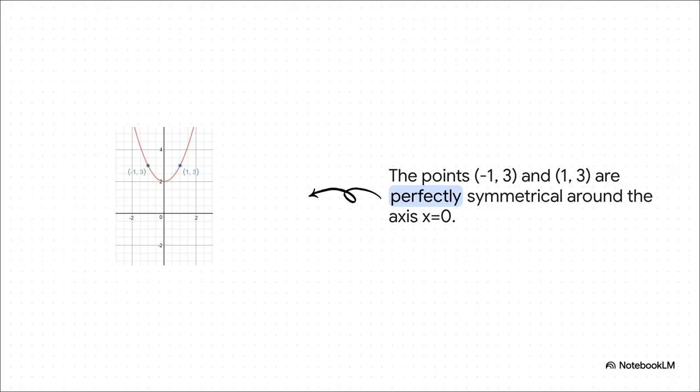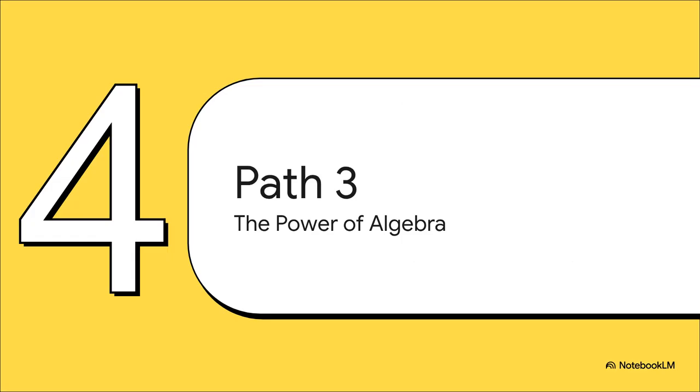This graph really makes the idea click. Look at the points negative 1, 3 and 1, 3. They're at the same height, right? They're mirror images, so the axis of symmetry has to be the vertical line exactly between them. And what's the average of negative 1 and 1? It's 0. So the axis of symmetry is x equals 0. It's just that intuitive. Okay, 2 proofs down, 1 to go.